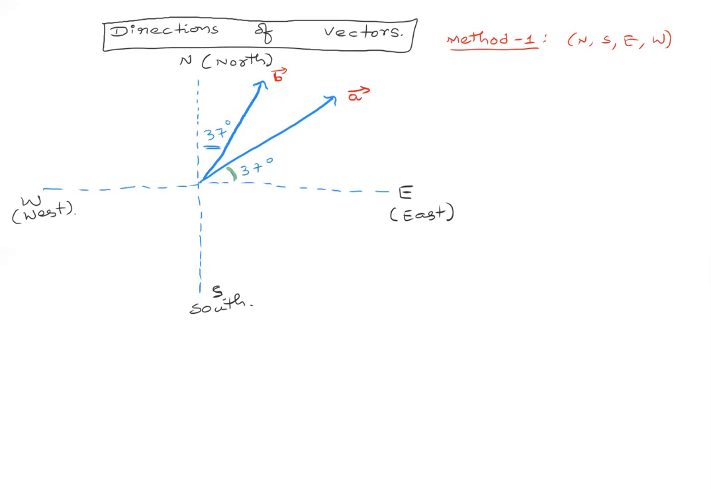Now if I say 37 degrees north of east, guess what could be your vector? If I say 37 degrees east of north, guess what could be your vector? Obviously, north of east means to the east it is north, so it is a bar. 37 degrees east of north means it is definitely b bar.